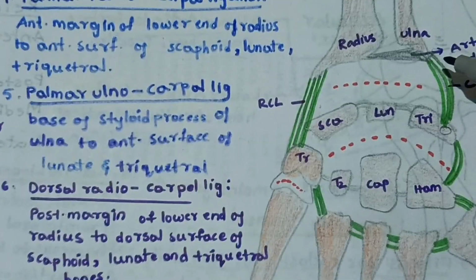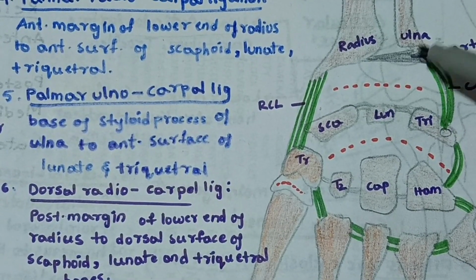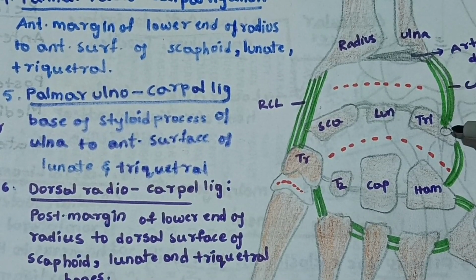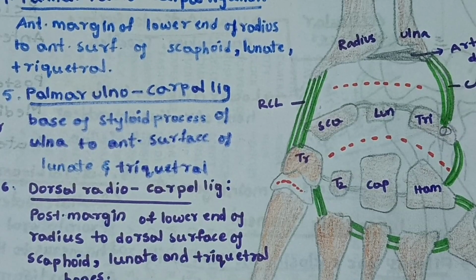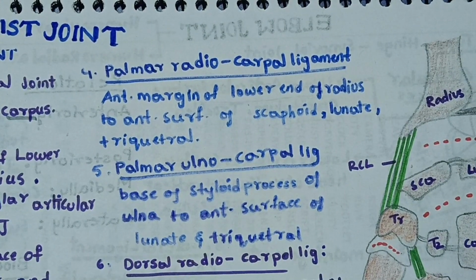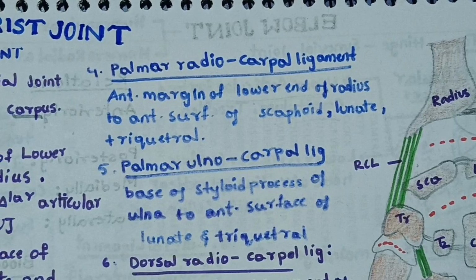So the ligament is extending from the tip of the styloid process of the ulna to the triquetral and the pisiform bone. It is known as the ulnar collateral ligament. So the fourth one is the palmar radiocarpal ligament.